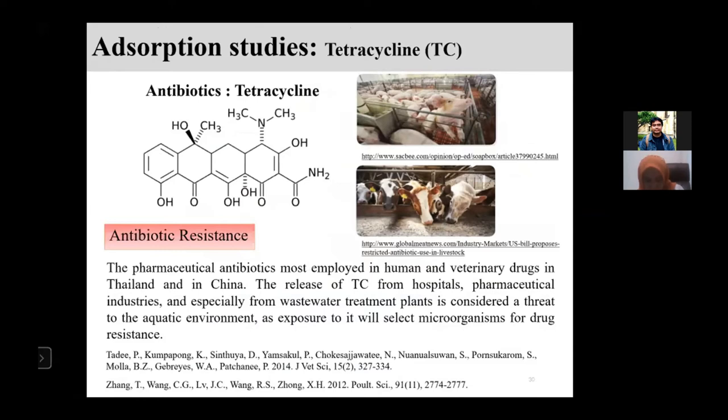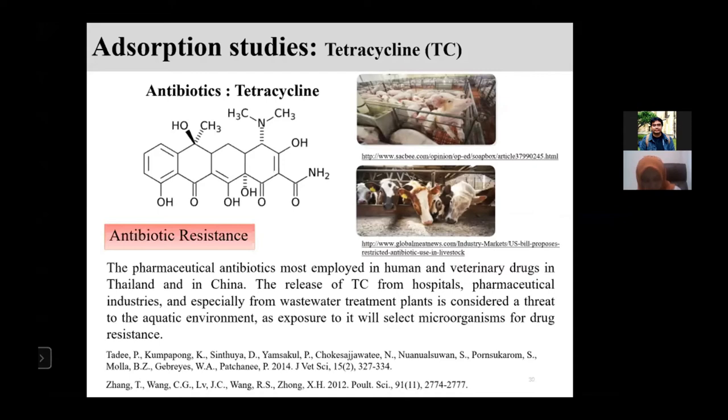And the tetracycline actually spreads in the water. After the farmer washes their farm and so on, it leads from the farm into the water. And when people take it, or when other animals take it, it can actually form a kind of genetic effect. And then it's really harmful to the environment in the long term. So we need to remove this, and we try to adsorb the tetracycline using our magnetic carbon.